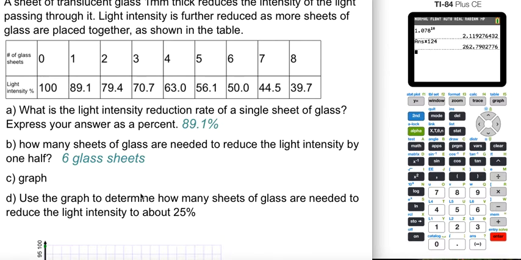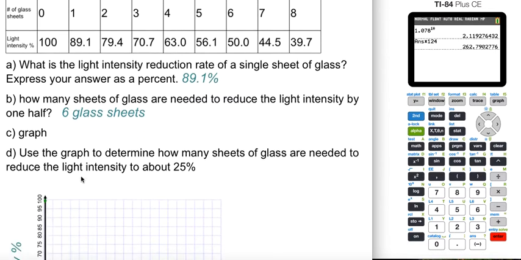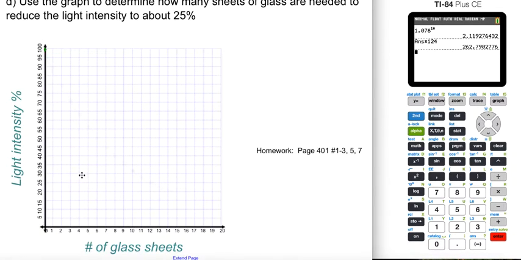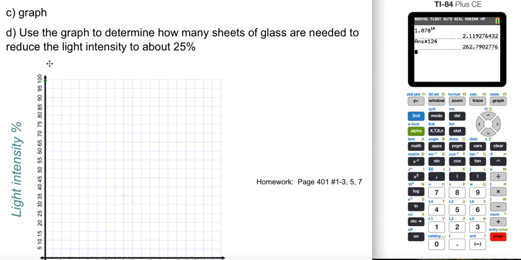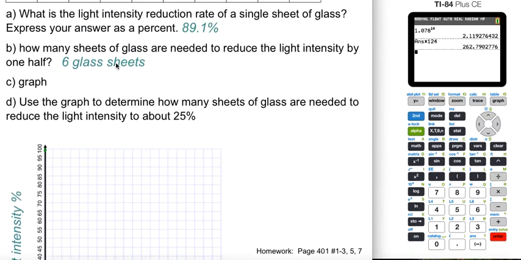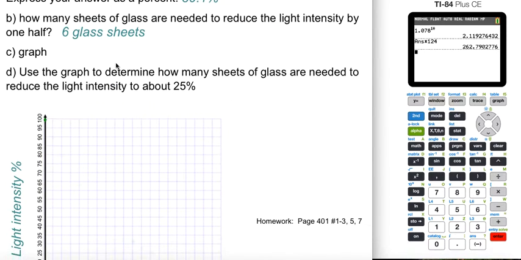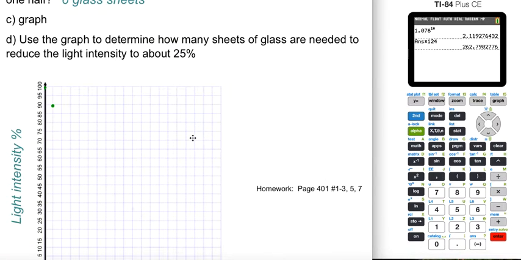Okay, and next part is to just graph it. So here we have our graph. I'm going to take each point. So 0 will be my x value, 100 my y value, and I get a point right there, 0, 100. Next point is 89.1, which will be just below 90, right about there.